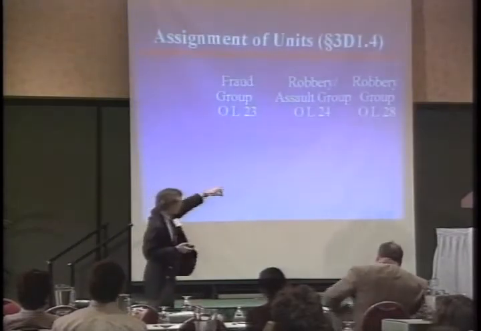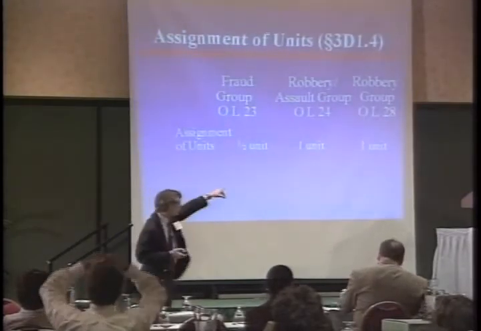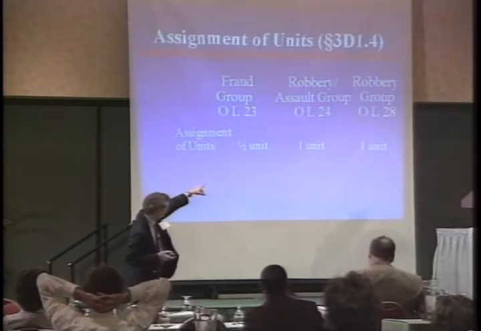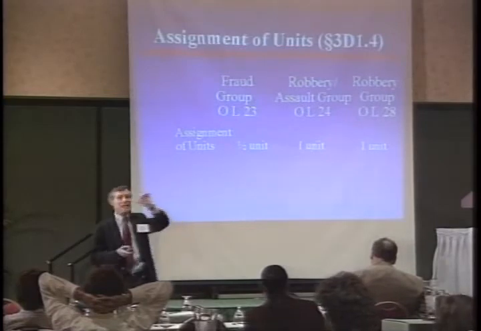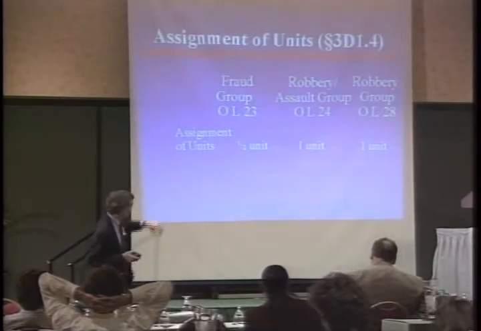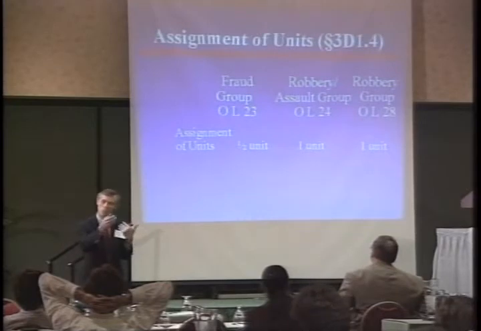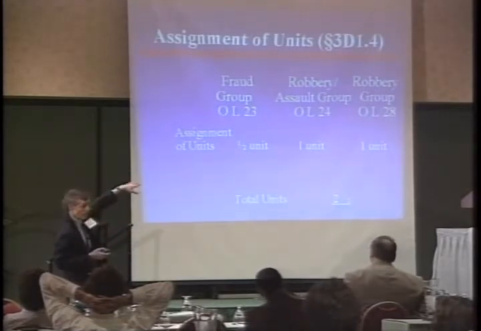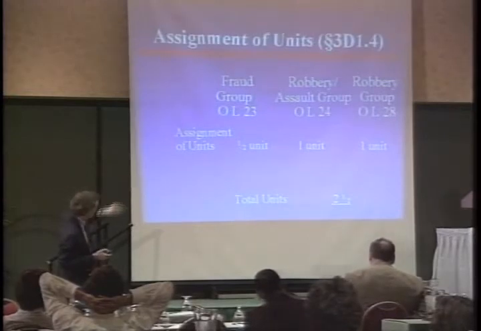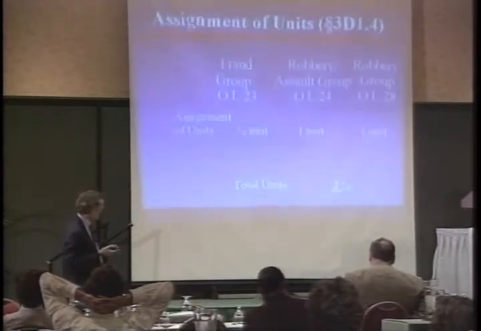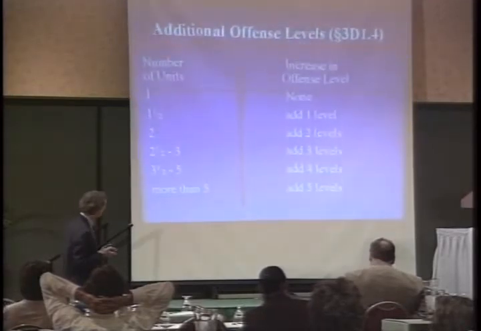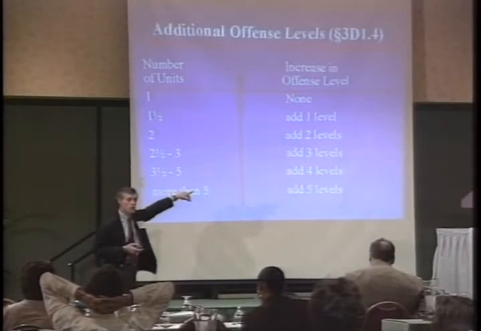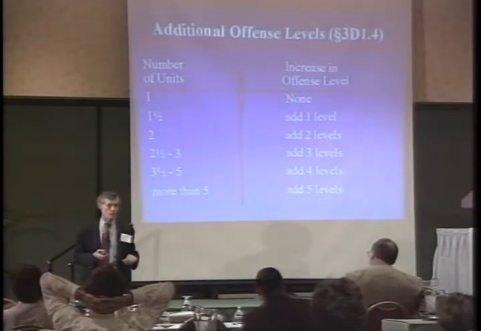We have a 23, a 24, a 28. Well, the highest of those is the 28. It picks up a unit. The 24, in comparison to the 28, that is close enough in harm that it picks up a unit. The 23 and the 28, that's 5 offense levels difference. It's remote enough that it picks up a half a unit. Again, looking at the guidelines table, it's just a table in the book. 3D1.4, you total the units, 2.5. And at 3D1.4, it says if you have 2.5 units, that's going to translate into 3 additional offense levels.